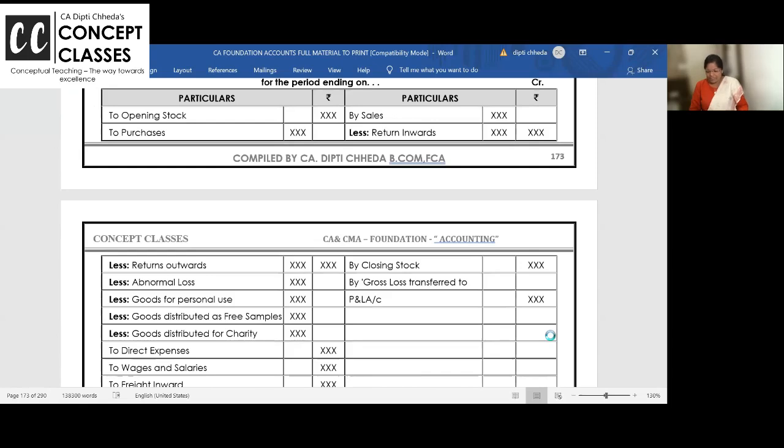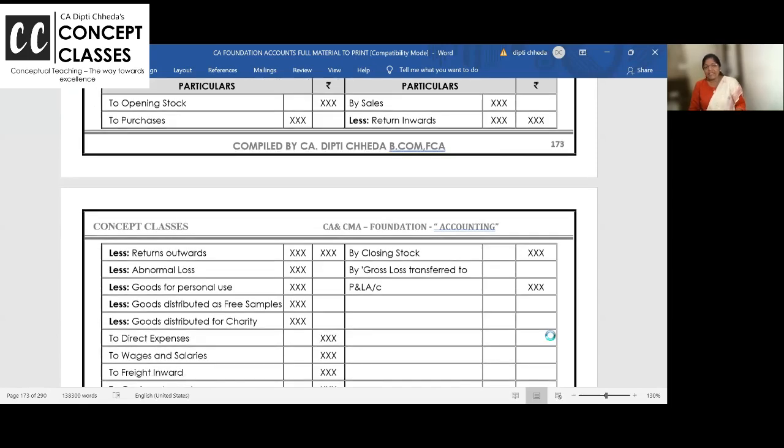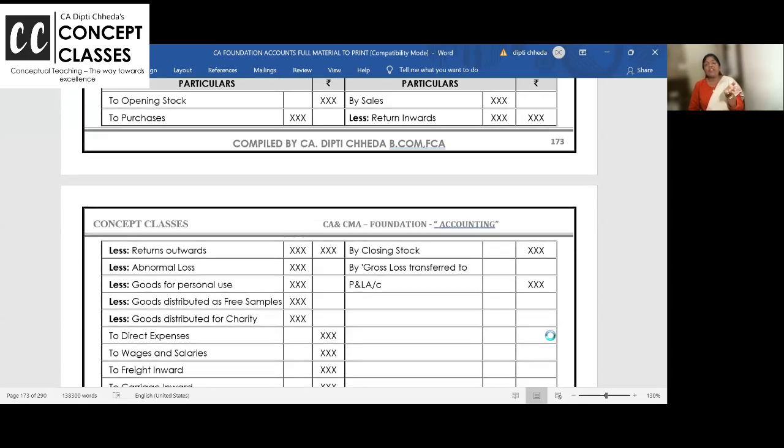Opening stock, purchase. From the purchase, we will minus any purchase return. If there is any abnormal loss, these are all beautiful adjustments, I'll explain. If there is some abnormal loss, minus it. If goods are withdrawn for personal use, drawings, then also minus. If goods are given as free samples, suppose you purchase 10 parachute bottles and you give them free on 10 bigger bottles, this purchase is neither going to be sold nor is it in stock. So where did it go? Advertisement. I'll make you write journal entries of this.